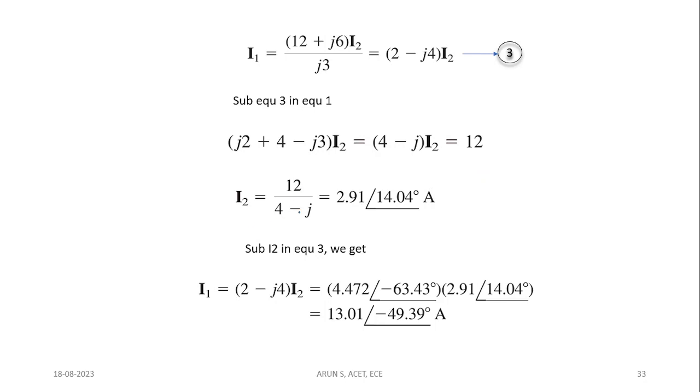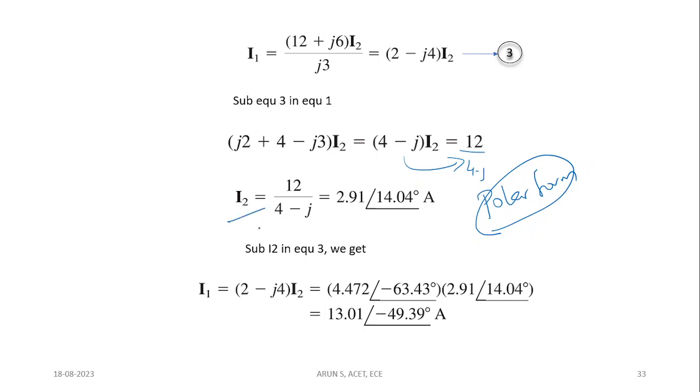So I2 will be equal to 12 by 4 minus J. I am taking it to the denominator. So we will be getting 2.91 angle 14.04. Now the result is represented in polar form. So learn how to convert rectangular into polar using a calculator. Learn that, otherwise watch videos. There are a lot of videos available on YouTube.